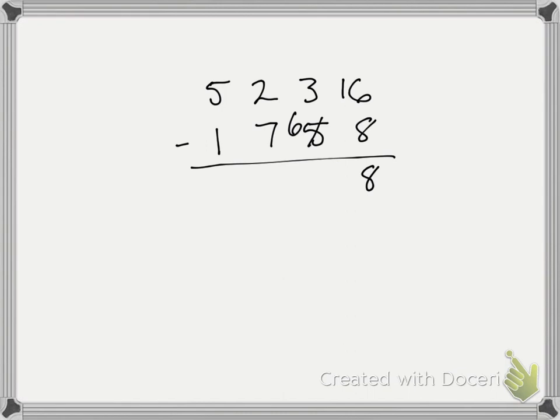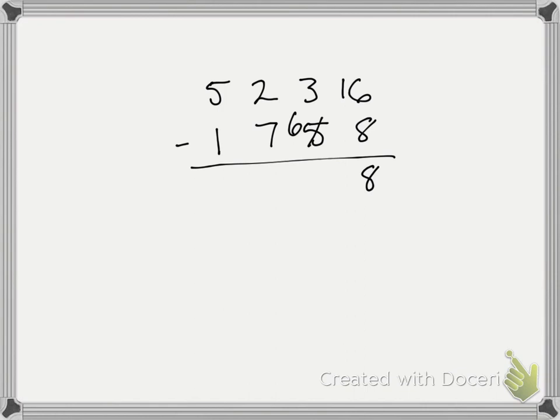So the trick here is going to be to always treat the column that we're in as ones. So if I say take 6 from 3, I'm really taking 60 from 30, or trying to. But I'm going to treat that as though I'm taking 6 from 3. So again, we have a dilemma. I can't take 6 from 3.